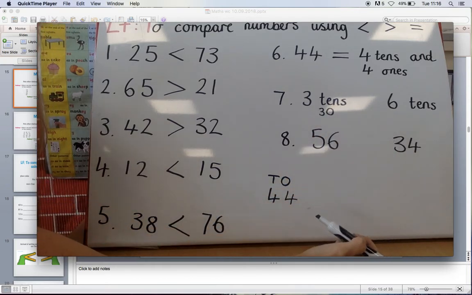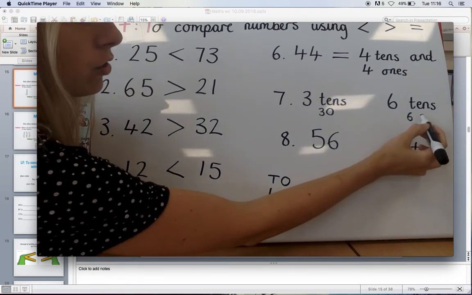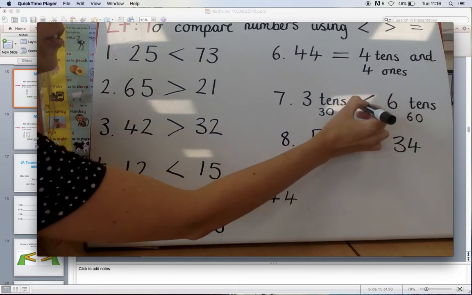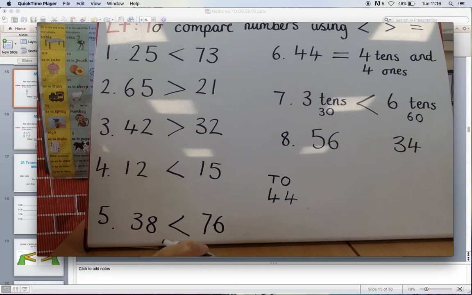And then 6 tens, count in your tens 6 times. 10, 20, 30, 40, 50, 60. So which is greater? Is it 30 or 60? Which is the bigger number? So 60.